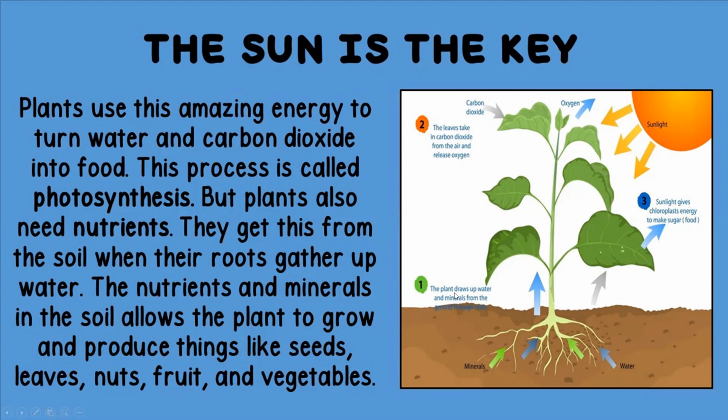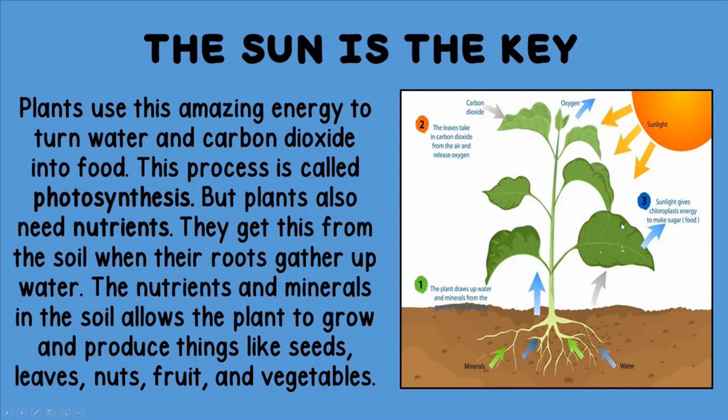Okay, so in our little diagram here, we're going to start with number 1. The plant draws up the water and minerals through the roots, right? So whatever water and minerals are in the soil, the plant kind of sucks up like a straw. The leaves take in the carbon dioxide from the air, which we and animals are exhaling, almost like sucking it in like a straw, and then they produce oxygen. So they're basically exhaling oxygen. And then the sunlight gives chloroplast energy to make sugar or food.